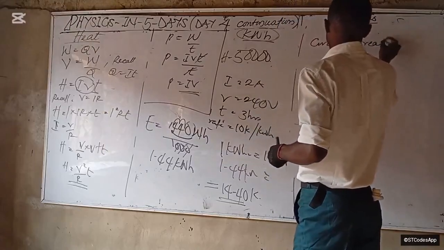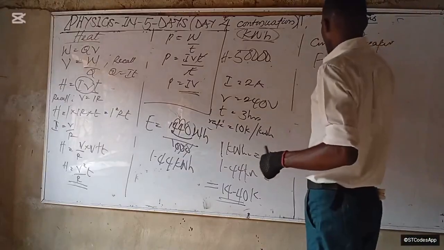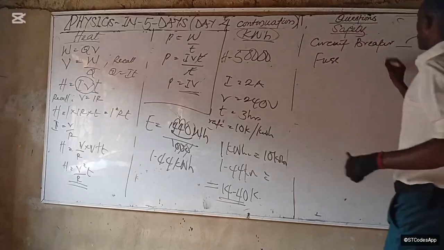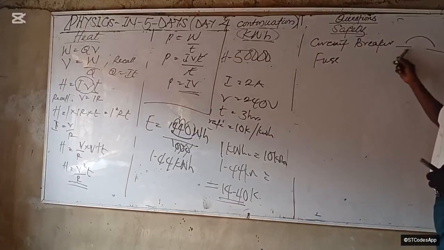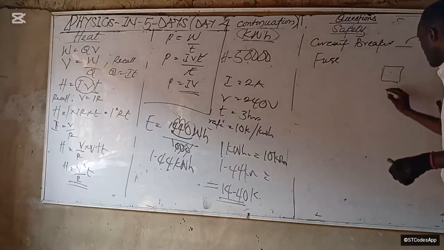The first safety device we're going to be considering is the circuit breaker. Then the second is the fuse. Now the circuit breaker is represented by that symbol that you can see on the board. And it is like that because the normal common circuit breaker we use here in Nigeria is basically like that.